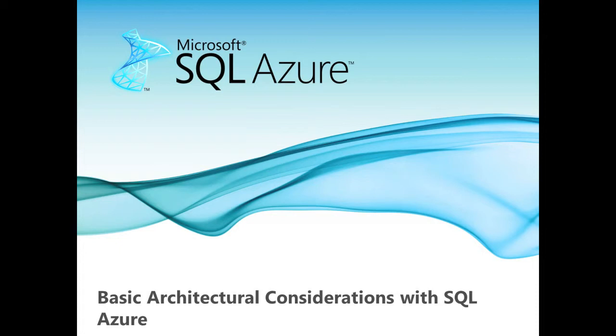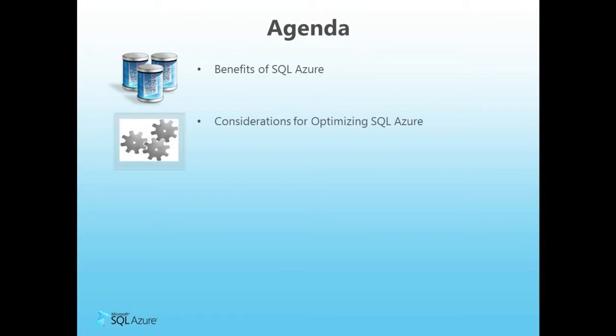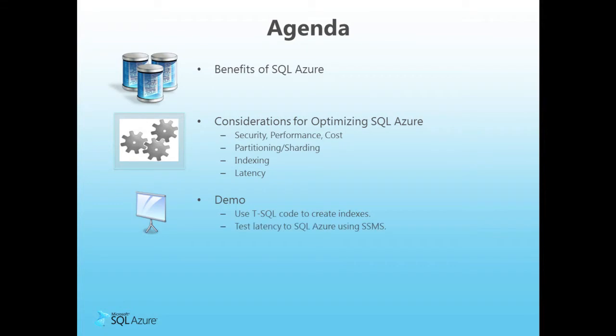Today, we'll run through some basic architectural considerations that can help you establish best practices and optimize your SQL Azure databases. In this video, we'll start out by talking about the benefits of SQL Azure, and then we'll introduce several considerations for optimizing your SQL Azure databases, including optimization for security, performance, and cost, partitioning and sharding, indexing, and latency. We'll also demonstrate how to use T-SQL code to create indexes and test latency to SQL Azure using SQL Server Management Studio, or SSMS. Finally, we'll review what we've learned and point you to some additional resources to help you get started.